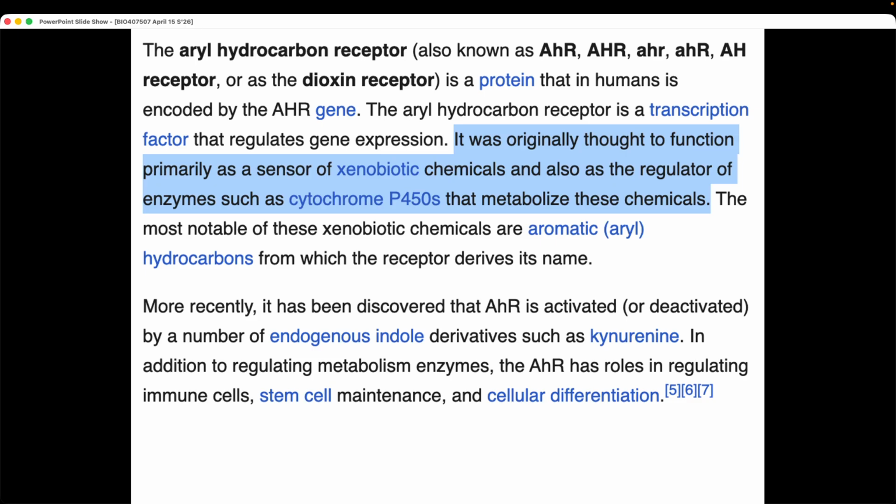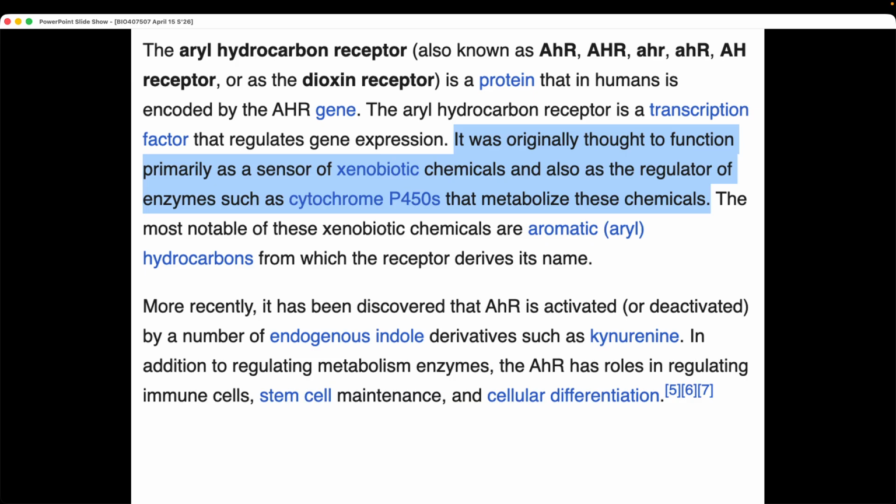And the way that happens is the aryl hydrocarbon receptor is a transcription factor that can activate or increase expression of enzymes in a variety of tissues that detoxify molecules and foreign molecules like that. And so that's why it's called the hydrocarbon receptor.